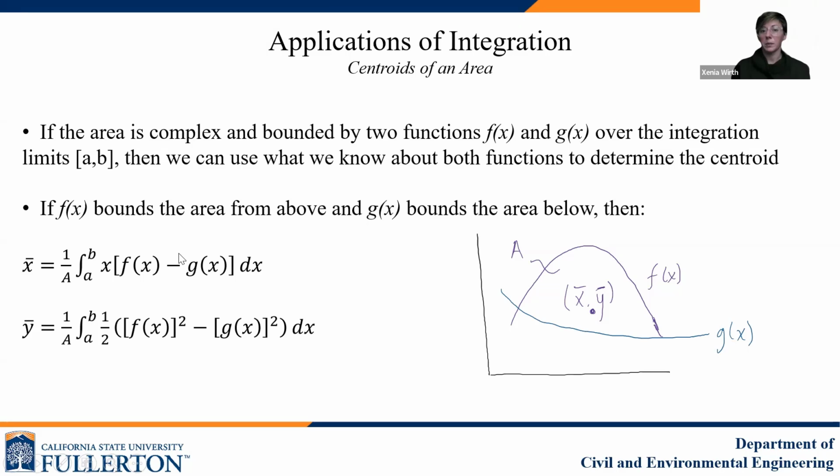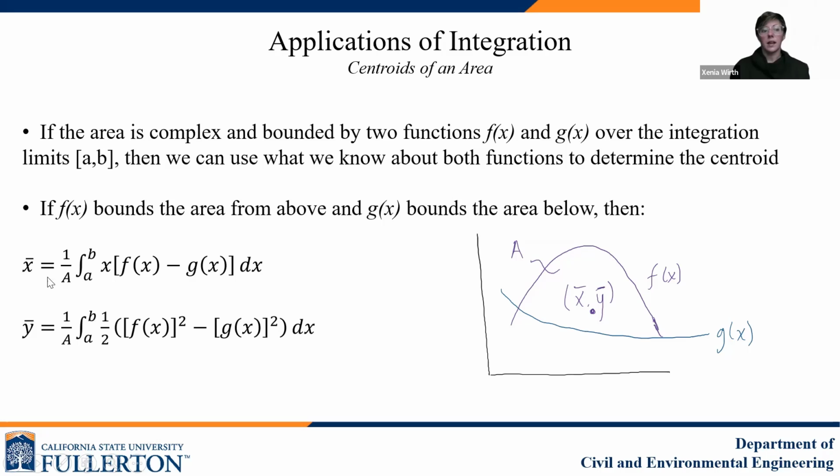Sometimes your area can become more complex. What if it's bounded not by the x-axis, but by two functions? So f of x on top, g of x on the bottom. We can use what we know of both of those functions to determine the centroid. If f of x bounds the area from above, like in this shape, we have a parabola here that bounds an area from above, and g of x is a function that bounds the shape from below, we end up having a shaded area in here. And then that area will also have a centroid, x bar, y bar.